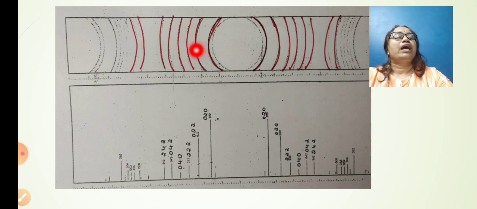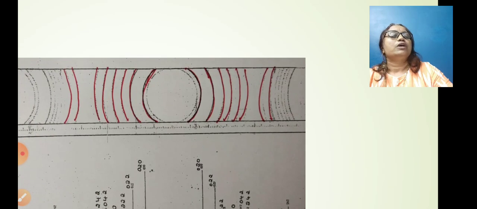So here we have the different arcs present. This is the second one, and the third one like this. So we are finding out the diameter of the first circle and the diameter of the second circle using this meter scale. And for each circular arc we have the Miller indices: 0 0 2 for the first one, 0 2 2 for the second, 2 2 2 for the third one, 0 4 0, 0 4 2 and 2 4 2. These are the Miller indices values.